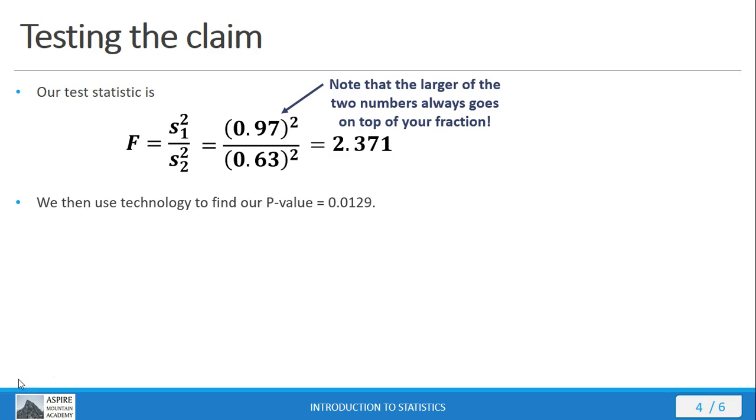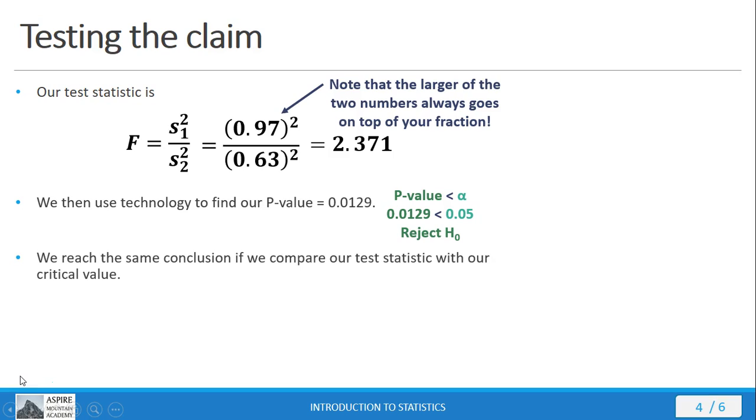Then we can use technology, or if you have an F distribution table, you can use the table as well to calculate the p-value from the test statistic, because the p-value is just the area in the tail of the distribution that's bounded by the test statistic. So there's our p-value, 0.0129. We compare that with our 5% significance level, and we find that the p-value is less than alpha. Therefore, we're inside the region of rejection, and we're going to reject the null hypothesis.